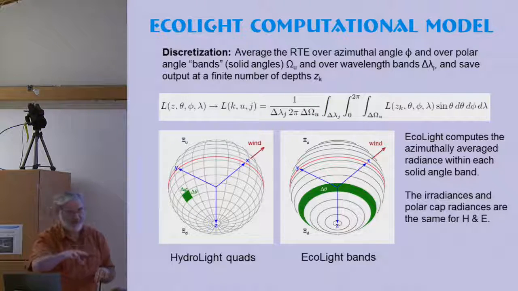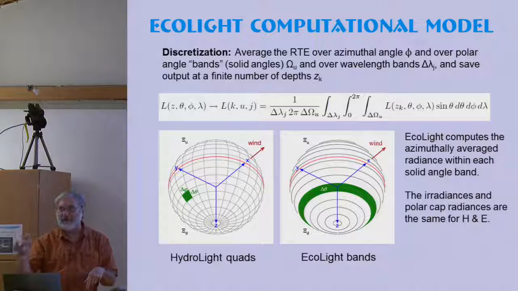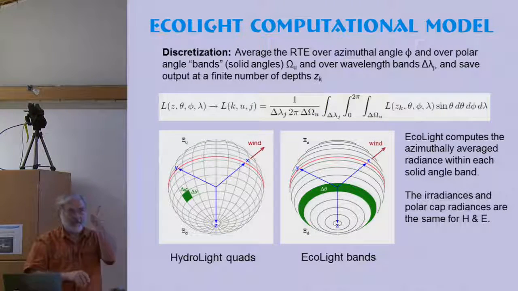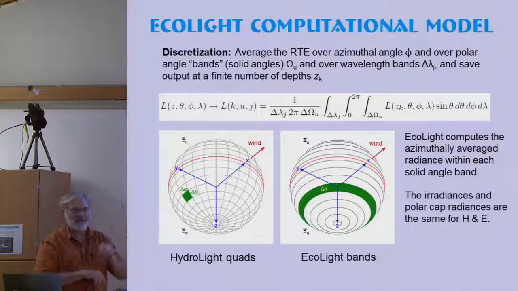Then in the same software, when you get to the end, it says, do you want to run Hydrolight or do you want to run Ecolight? Now, Hydrolight is computing the radiance in all these different directions. Ecolight starts out, instead of computing the radiances, by azimuthally averaging the radiative transfer equation, and ends up giving you just the irradiances and then the polar cap radiances.